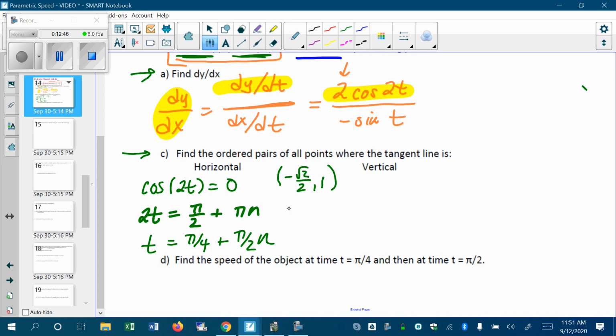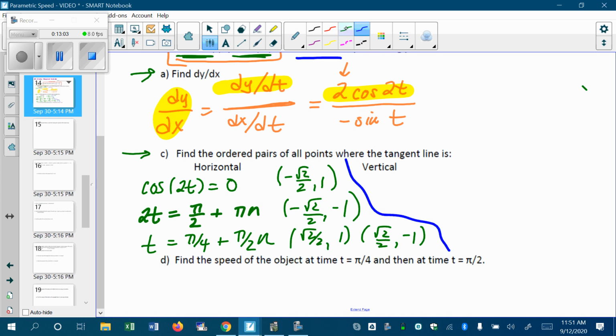Ordered pairs are these. And then root 2 over 2, 1, and then root 2 over 2, negative 1. Okay, if you just substitute in that part, you just plug and chug. That's not highfalutin math, that's just evaluating.